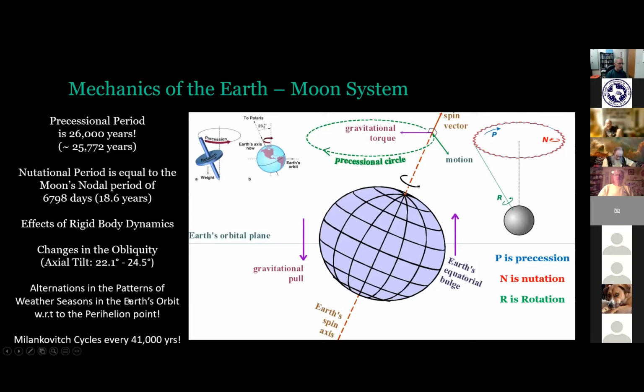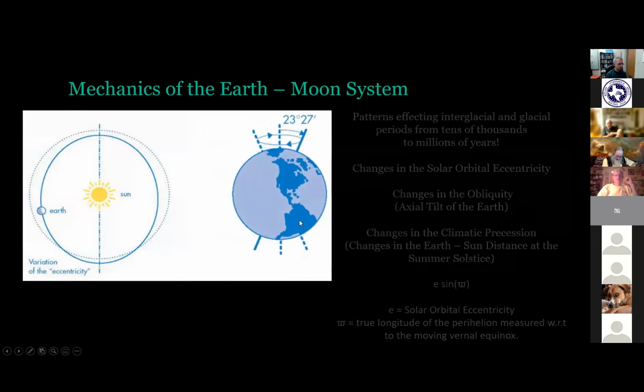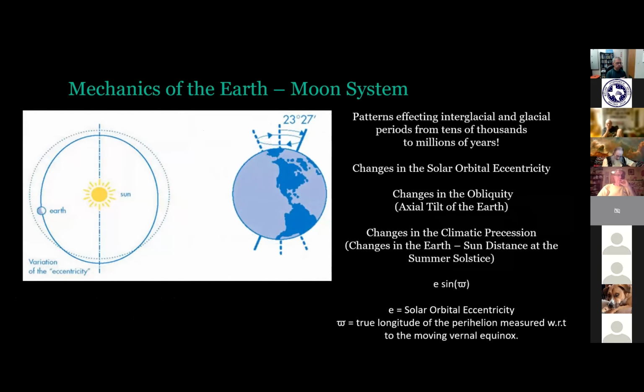So this can create patterns, changes in the weather seasons and in the climate of the Earth in its orbit around the sun over long periods of time. There's actually what we call the Milankovitch cycles, where every 41,000 years, you get a cyclical change in climate and weather patterns that can induce ice ages or long warming periods, like the current warming period that we're in right now. So this can affect both the interglacial and glacial periods and can accumulate over thousands to millions of years.